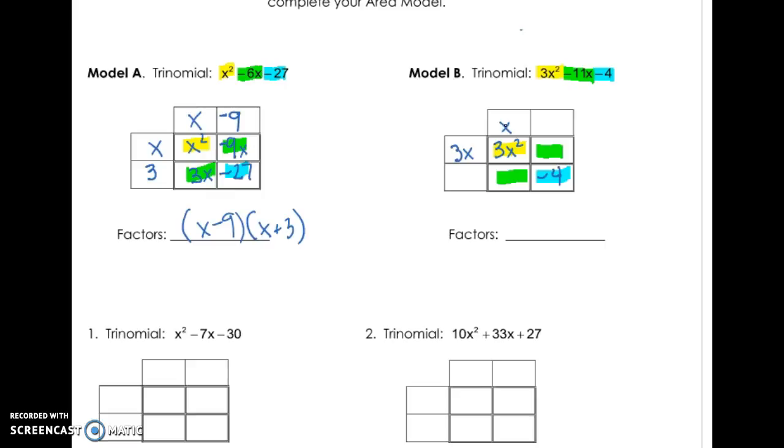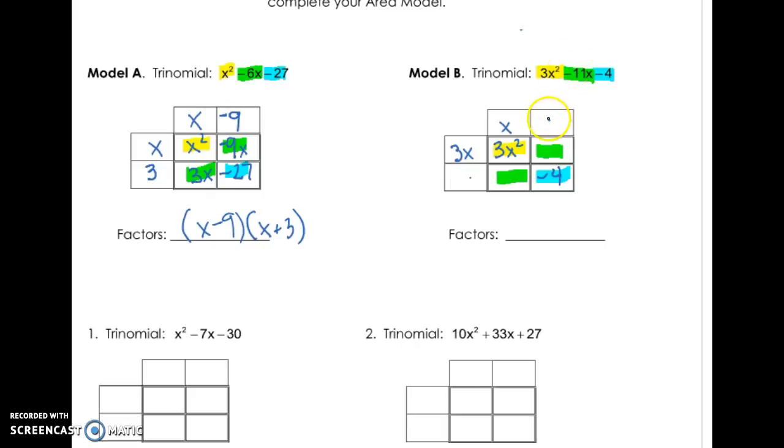Now to get negative 4, I've got some options here. One option is I can use 2 and 2. I probably would try those first because those factors end up being very, very close together. In fact, the same number. But if I were to plug a 2 into here and a 2 into here, I would never get to negative 11. So instead, I want to try something different.